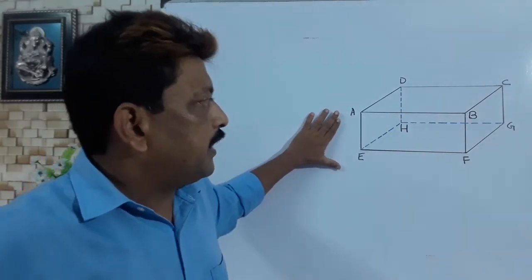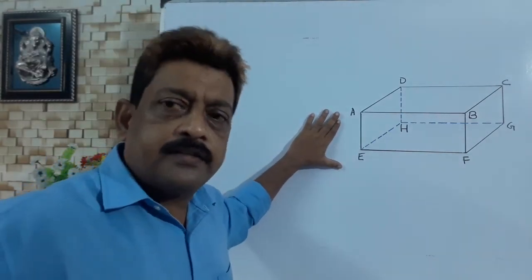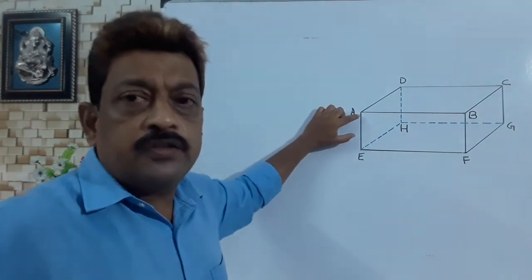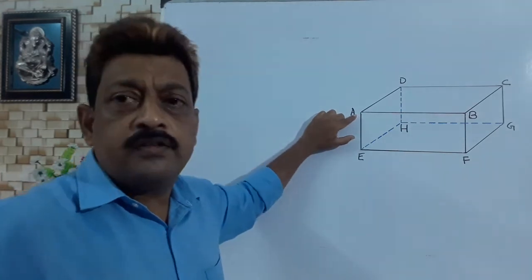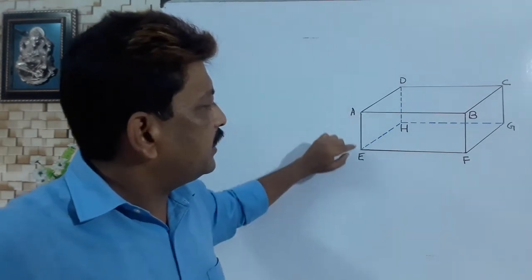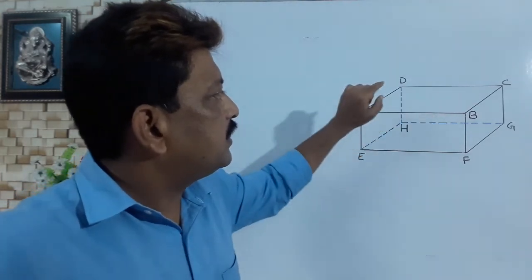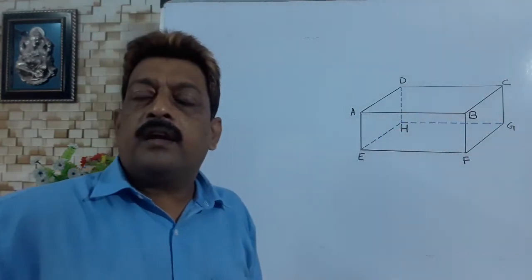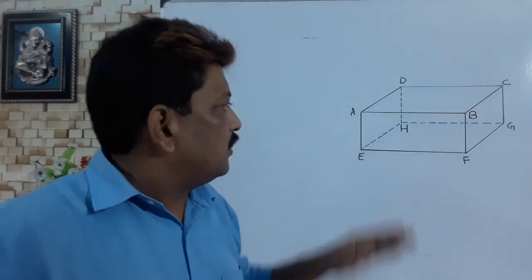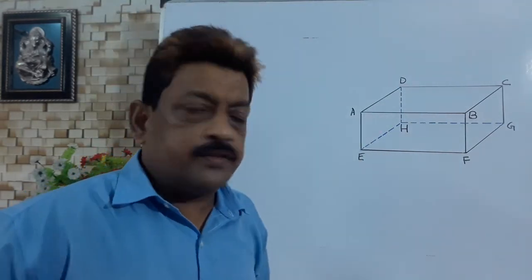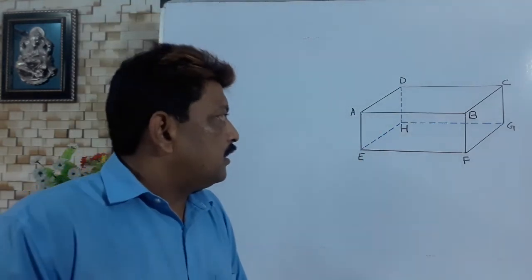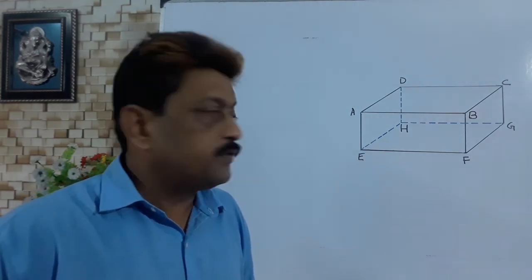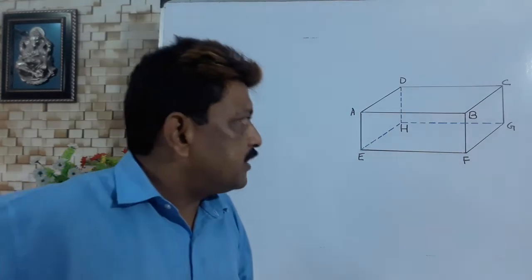this cuboid has 6 rectangular faces, as I have already told you. Now consider these points, these corners. These corners are known as the vertex. A, B, C, D, E, F, G, H. There are 8 vertices. 8 corners means 8 vertices. Similarly, each line segment represent the edge of the solid. So how many line segments are there?